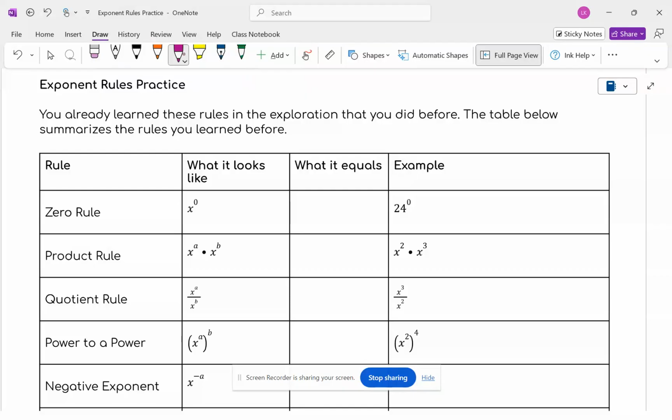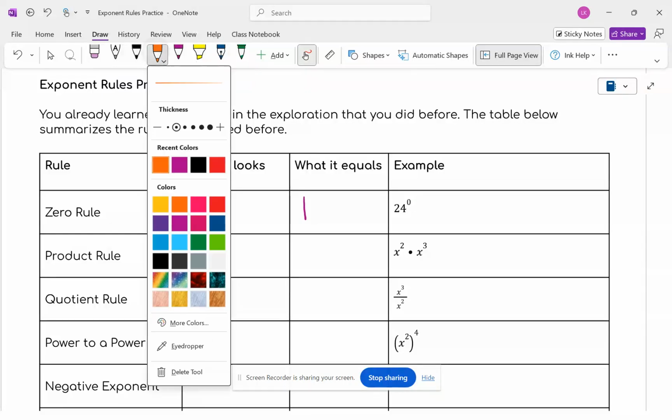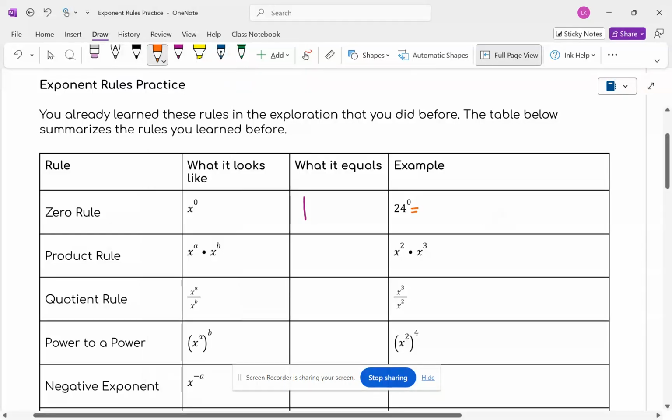So 0 rule, something like x to the 0, that's just equal to 1. So if you have 24 to the 0, that's equal to 1. 0 power rule, real simple, really straightforward, not a whole lot happens.